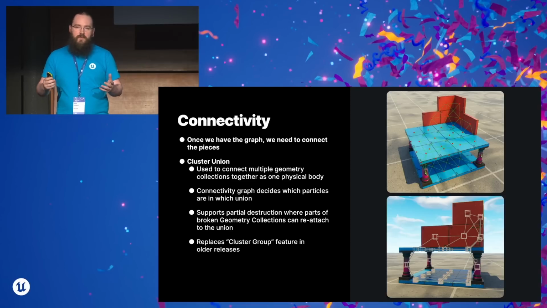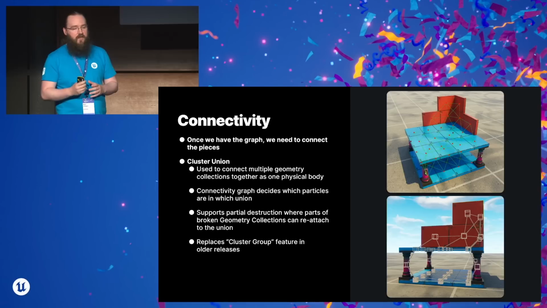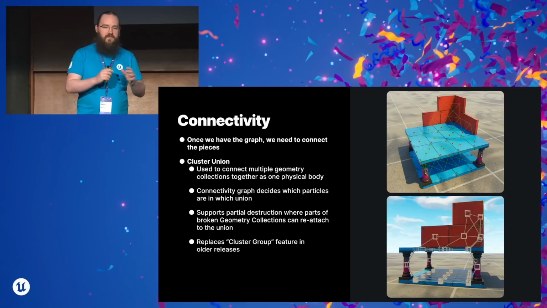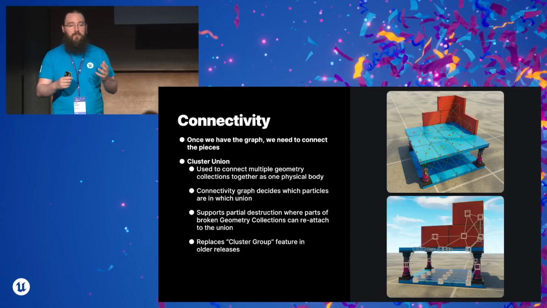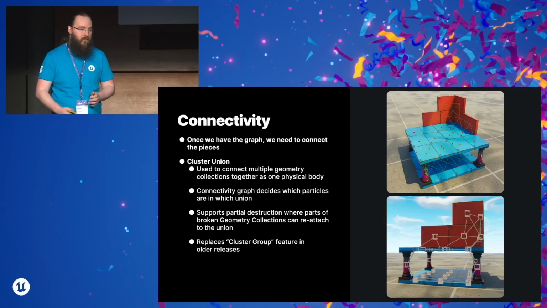So in a destruction event, we don't have to release an entire geometry collection from the union when damage is applied to it. It can break in one area, and the rest of the component can remain attached to the cluster union. The system is a more feature-rich replacement for the cluster group feature you may have seen in previous engine versions, which allowed for edit time groups to really easily be set up, but didn't have a simple or quick mechanism for grouping things dynamically at runtime.